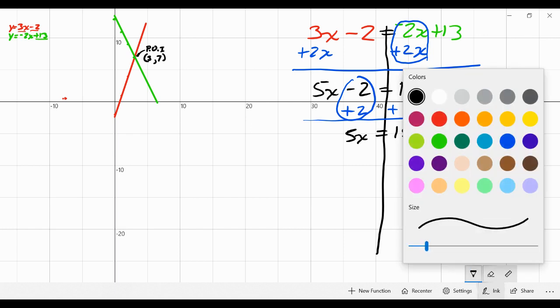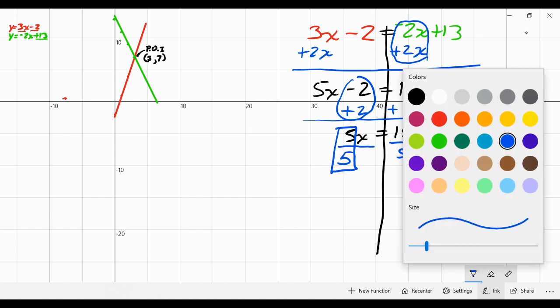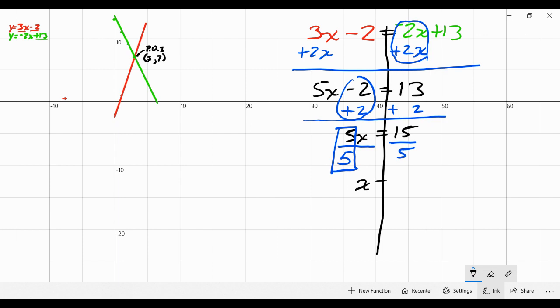And now, because I don't want 5x's, I want 1x, I'm going to divide by 5. 5 over 5 gives me a 1. I divide by 5 on this side, and now I just have 1x left. And that x equals 3. Now, I have found x, but I need to find y.